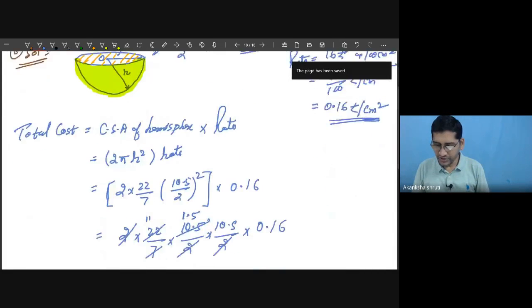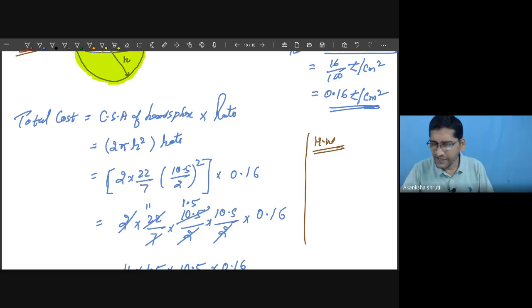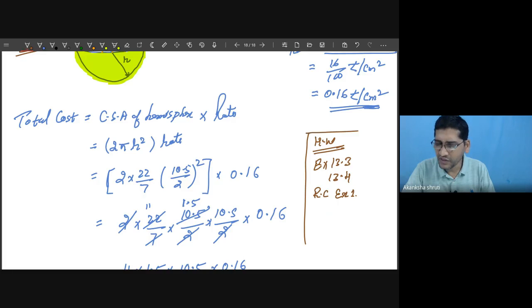Now you have to do the homework. So write on the homework. Please do exercise number 13.3. 1 and 2 we have already done earlier. 13.4, these two exercises please do. Okay, then our RC exercise 1, please finish these 3 things quickly.